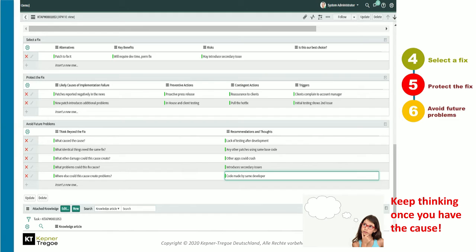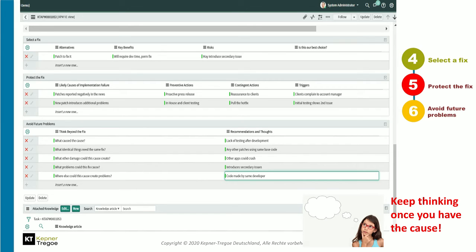So the last steps are about helping you to find the right fix for your issue by weighing the benefits of the fix against the risks. And then once you have the fix, they are about protecting and securing your fix.